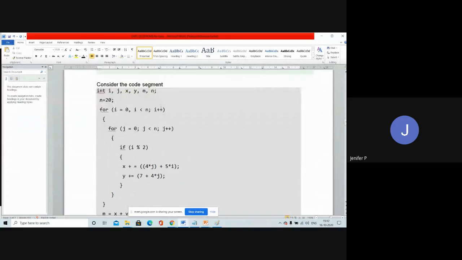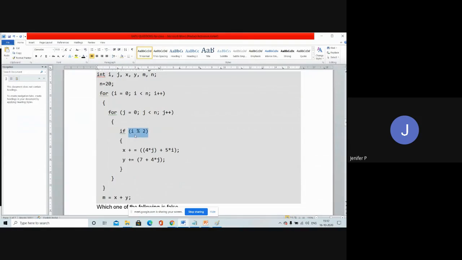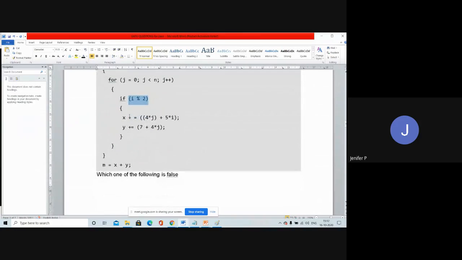So consider this code segment. We are declaring the variable and initializing the value, and we are using loops. Yes, there is I and J loop, and we are calculating some if block, if of I mod 2, which is equal to x plus is equal to 4 into j plus 5 into I. Then y plus is equal to 7 plus 4 into j. Then finally m equal to x plus y. Okay, which of the following is false?